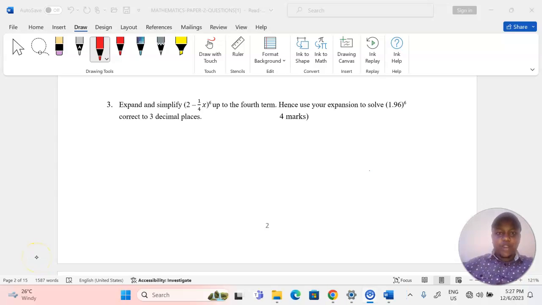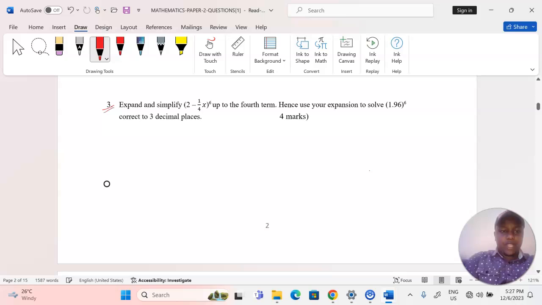We're going to discuss binomial expansions and expressions. Number 3. We are told to expand and simplify (2 minus a quarter x) raised to power 6 up to the fourth term. Hence, use your expansion to solve 1.96 raised to power 6 correct to 3 decimal places.